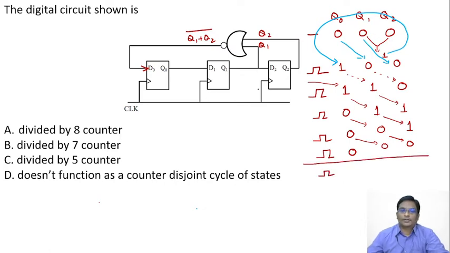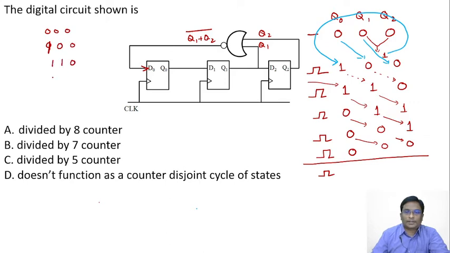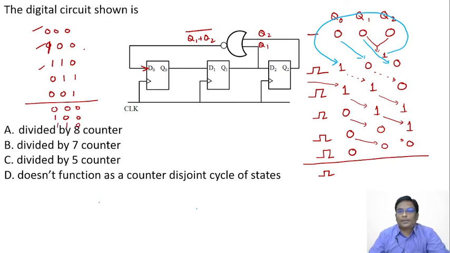See here, the first stage is 0, 0, 0. Next stage is 1, 0, 0. Next stage is 1, 1, 0. Next stage is 0, 1, 1. Next stage is 0, 0, 1. From here again it's getting repeated: 0, 0, 0. Again the same thing getting repeated. This becomes 1, 0, 0. This becomes 1, 1, 0, and so on.